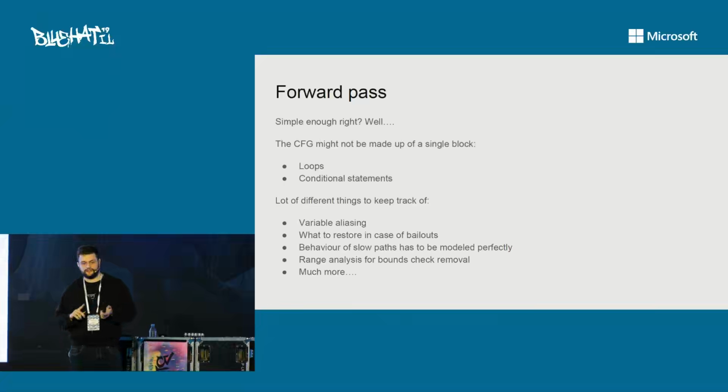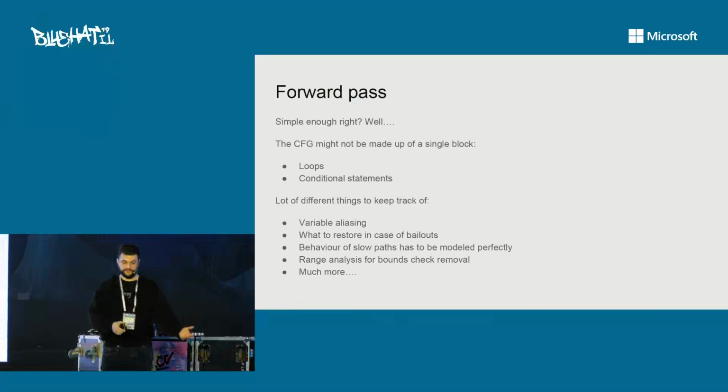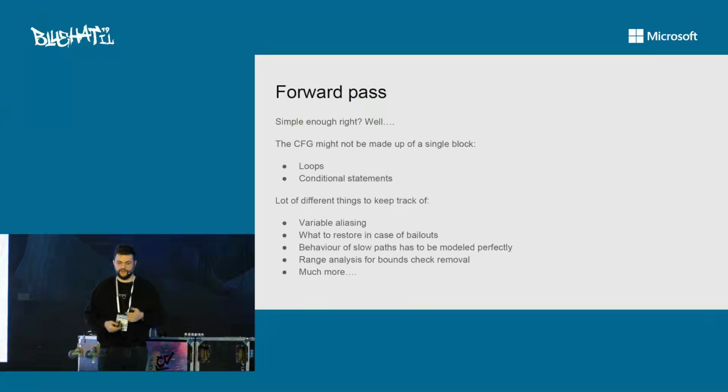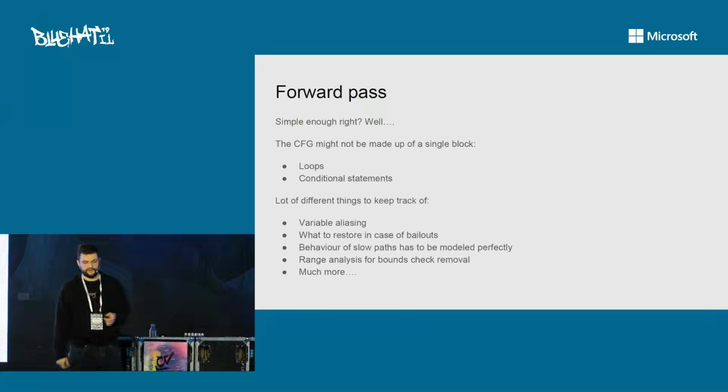Which variable aliases another variable. In case of bailout, what do you restore for the interpreter? This is really non-trivial. The JIT also has to model perfectly what will happen in situations where it might fall back into the interpreter, because you don't want the JIT to assume that nothing is going to change when the slow path might actually change some internal data structures. It also does some range analysis for bounds check removal, which sounds really scary, and a lot more things happening. So there's a lot of things that can go wrong.